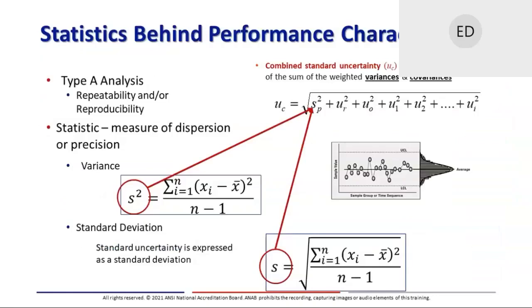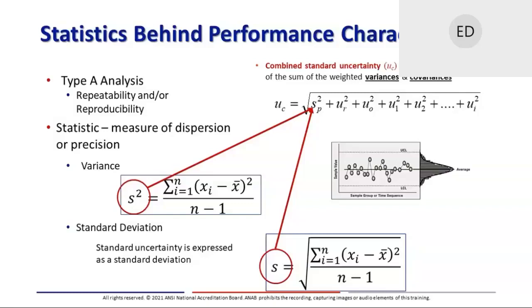Type A method of analysis, and this kind of goes behind some of the performance characteristics that we were talking about earlier as well. This involves the evaluation of a series of measurements, and those series of measurements could be obtained through repeatability or reproducibility studies. The data is analyzed statistically by calculating the mean, variance, and standard deviation, as previously shown in a previous slide. The variance and the standard deviation, as previously mentioned, give you that information about the precision in the measurement, and it talks about the dispersion of those quantity values.